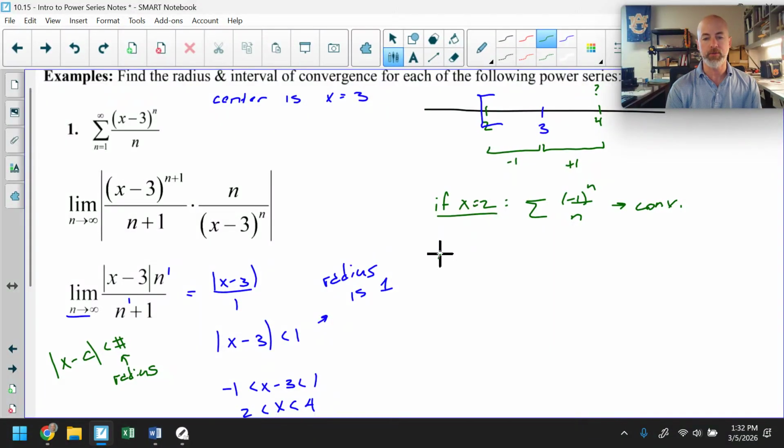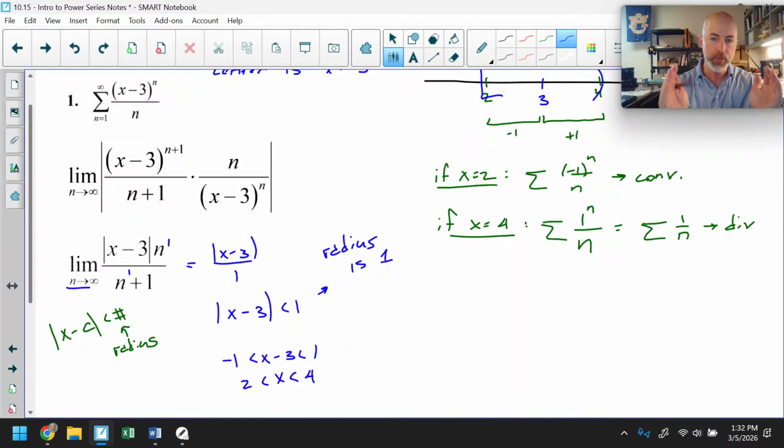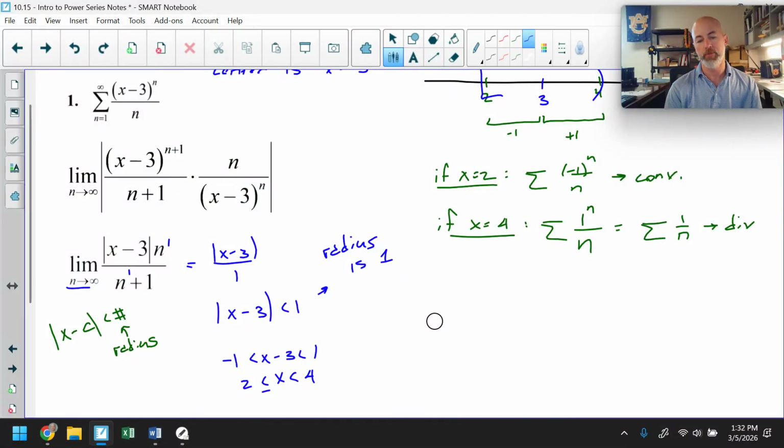And then if x is equal to 4, my other endpoint, I have the series (4 minus 3)^n over n, which is 1^n over n, and 1^n is just 1. That's your harmonic series. That's going to diverge, so we will not include the 4. And so there's the answer to the interval of convergence. We already knew between 2 and 4. We knew that a long time ago, but now we know that we will converge also at 2, but not 4.